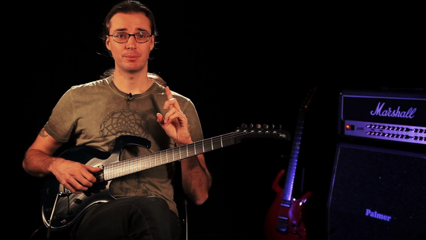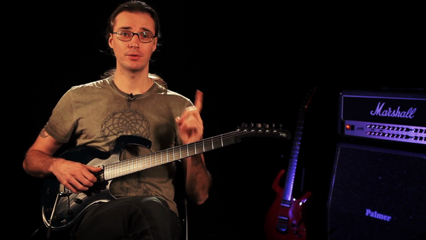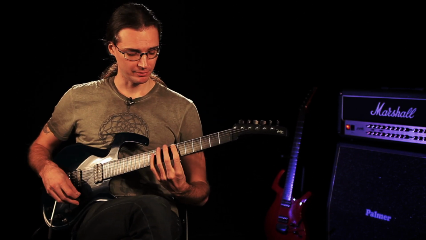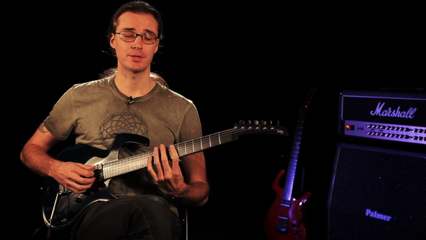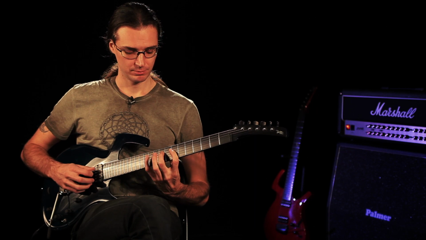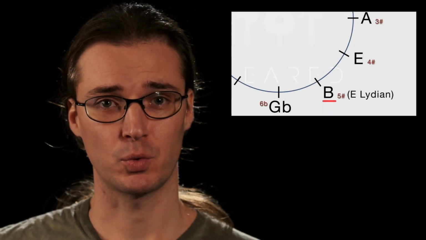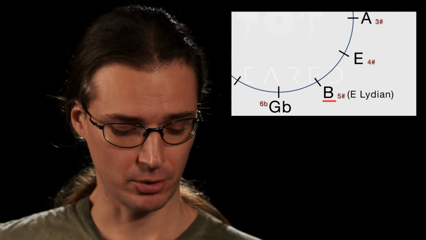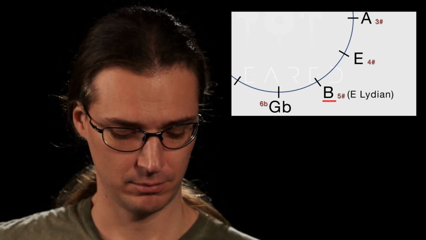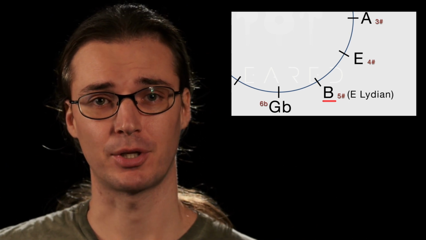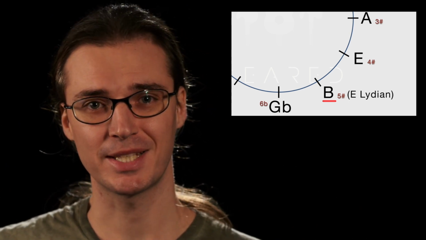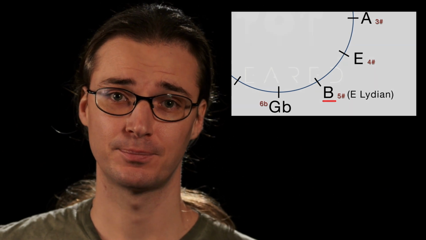If we relate the major scale to the Lydian scale on the circle of fifths, in this example, I was playing E, so we would have E major that has 4 sharps, but E Lydian will have 5 sharps because we raise the 4th note. And so E Lydian is the same as B major, which has 5 sharps. So B major is the mother scale of E Lydian.